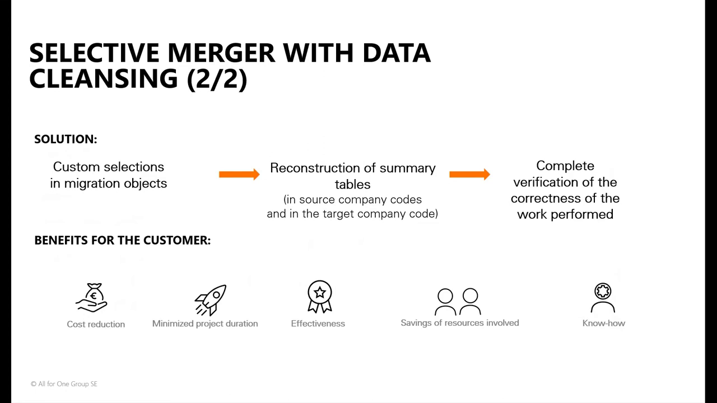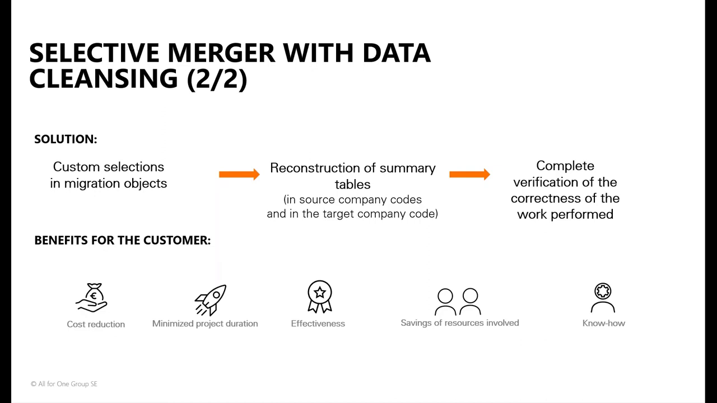Okay, and yeah, there were a couple of challenges with that project. First of all, we had to use custom selections in the migration object. So we had to build special migration objects to cover these requirements. Another topic was that we had to make a huge analysis on the number ranges. And in merge projects, this type of data is very crucial to be analyzed.